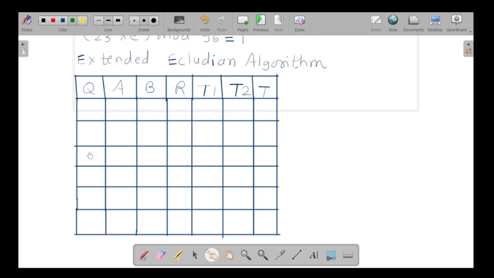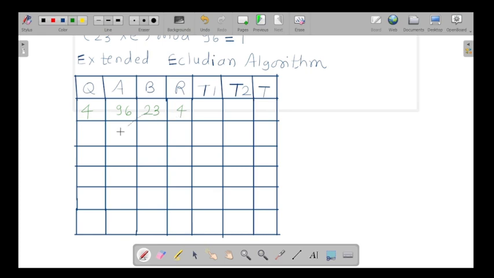Our value of phi of n is equal to 96, so we write the value of A as 96. Then our value of B is our value of D, so we write B is equal to 23. So A is equal to 96 and B is equal to 23. After that, we divide 96 by 23, and we get a quotient of 4 and a remainder of 4.